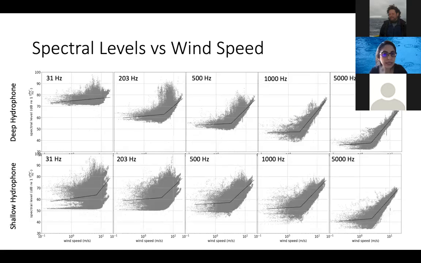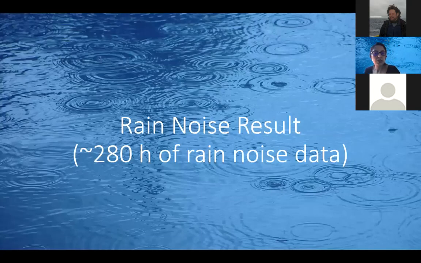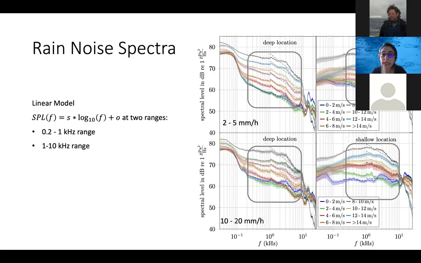So let me skip this slide in order to get to the rain noise, and if we have time, I will come back to that slide. Now let's focus on rain noise. Again, after cleaning data and pre-processing, we have 280 hours of rain noise data. And then we do the analysis, combine the data, and take the average to get the spectral level as you saw for wind, this time for rain.